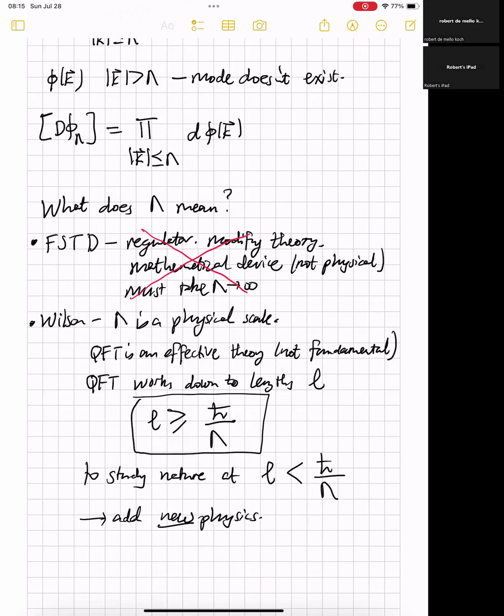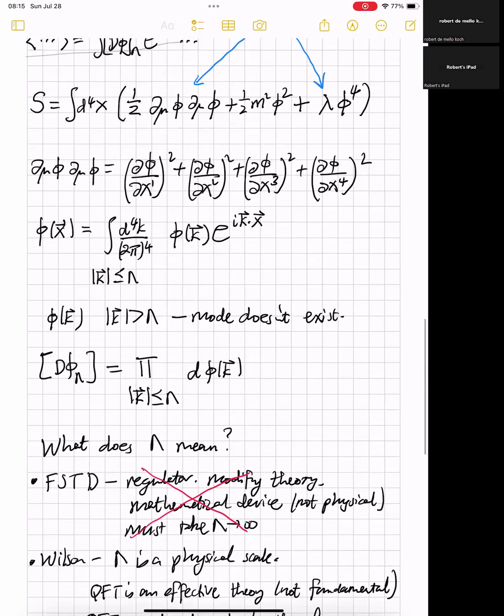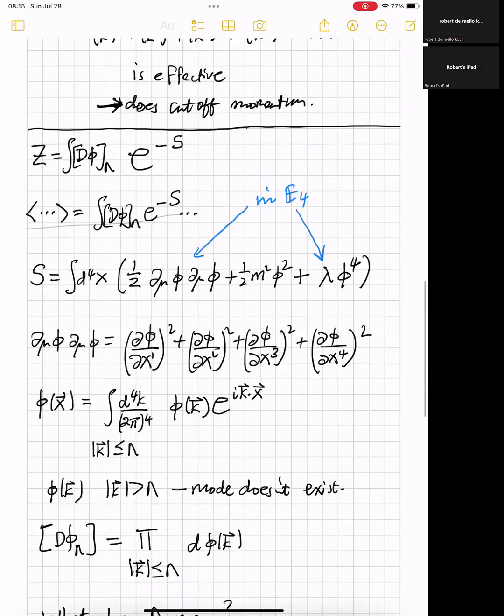So take a look at this. This is really important. Wilson is looking at quantum field theory in a very different way to the way that Feynman, Schwinger, Tomonaga, and Dyson viewed quantum field theory. For Wilson, quantum field theory is not fundamental. It's actually an effective theory. Good. Now, there's one other thing that I want to point out while we're here. It's well worth making this clear.